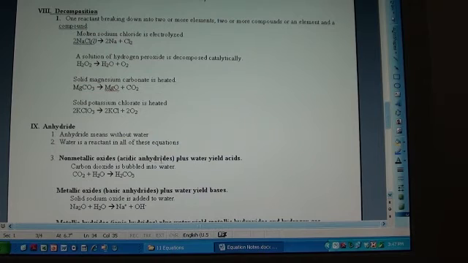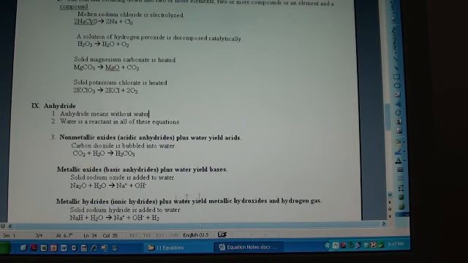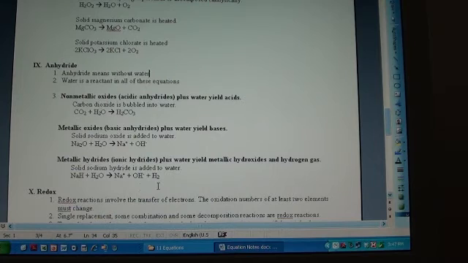So this is the way you could make acids, a non-metallic oxide plus water. Metallic oxide plus water makes a base. And if they're asking, an ionic hydride would be NaH. And remember that the oxidation number of the H in this case is -1.